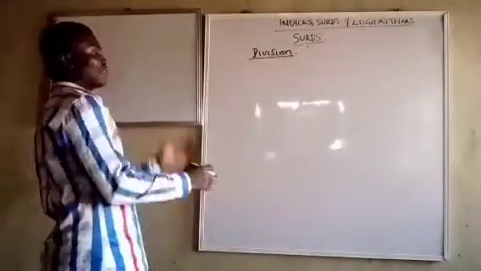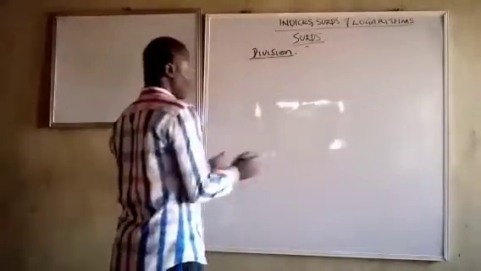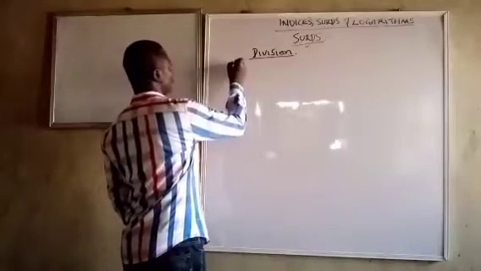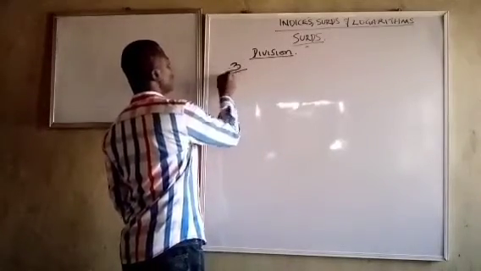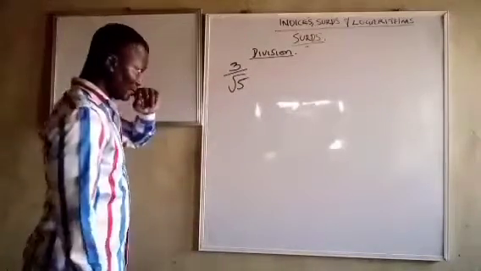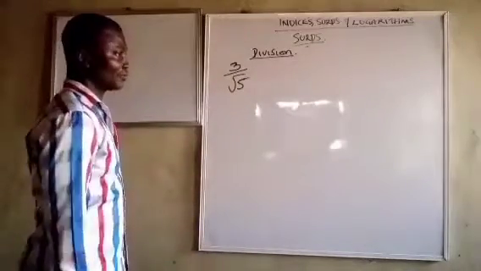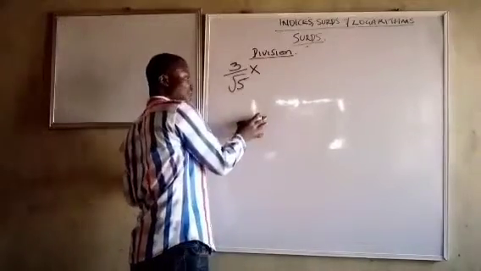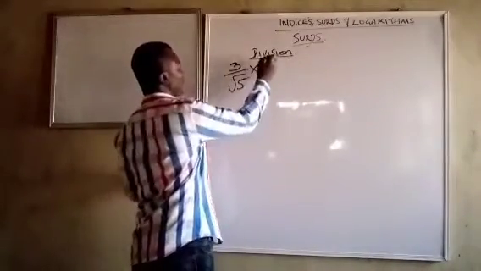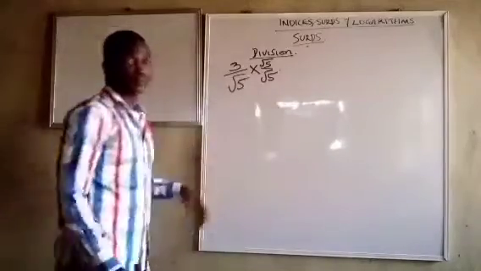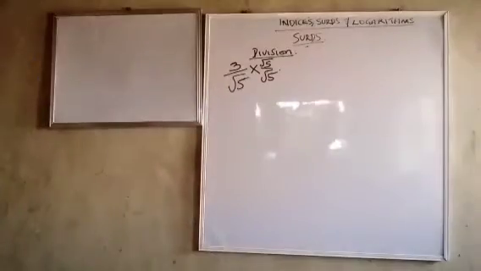How? I start from the simple to a more involved one. When we have something like this, 3 over root of 5, and we want to divide, we do something we call rationalization. And how do we do that? We multiply the numerator and the denominator by this same number, that is root 5 over root 5.